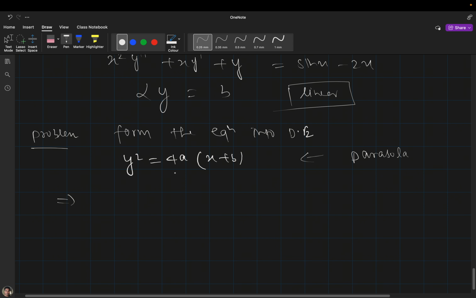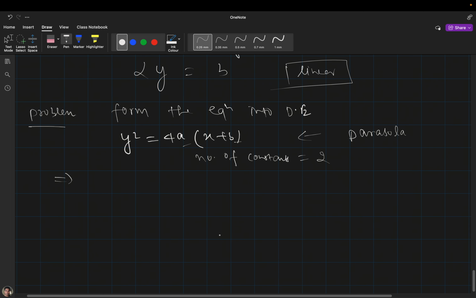Okay. How many constants are there? Number of constants equal to what? There are two, no? A and B, both are constants. Which means that you have to differentiate this equation twice. Then you can eliminate both constants. Otherwise, you cannot. So, clearly, now differentiate this first time.